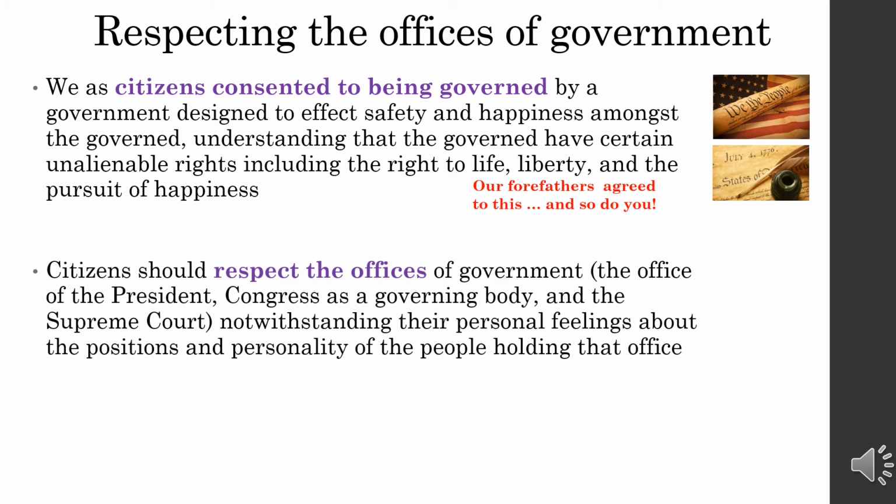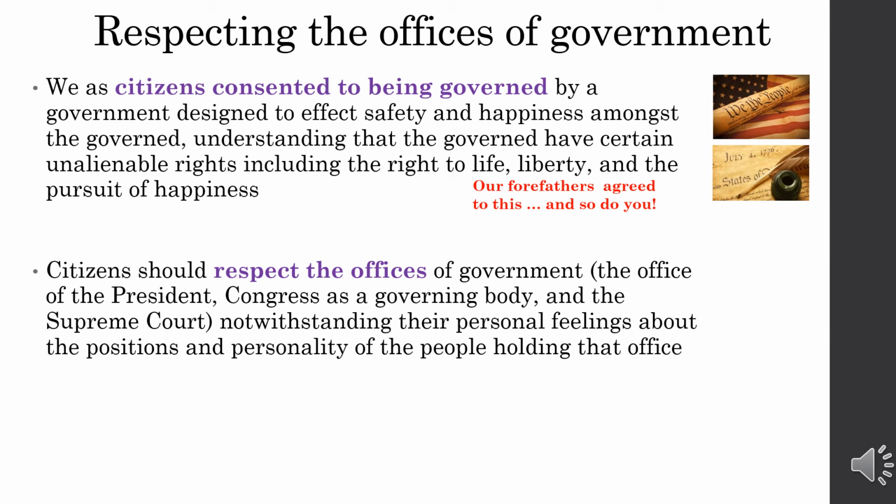It means that citizens should respect the offices of government, not the person who's serving as president, but the office of the president, Congress as a governing body, and the Supreme Court, notwithstanding their personal feelings about the positions and personality of the people holding that office. In other words, it's okay to not like the president. You don't have to like the president's policies. You don't even have to like the president personally. And in this country, you're going to find out that you have the right to tell everybody that you don't like the president. And you can pretty much do it at any time and in any place, subject to certain things.